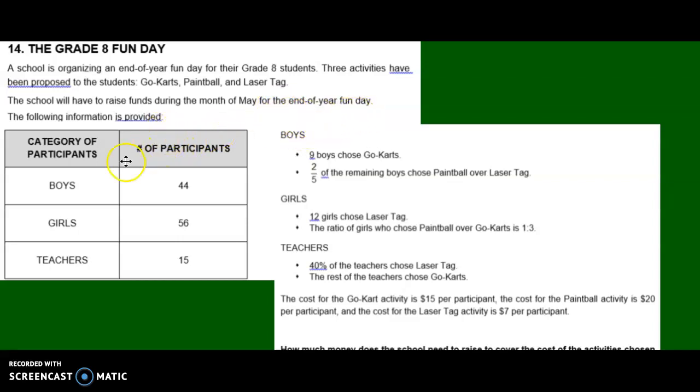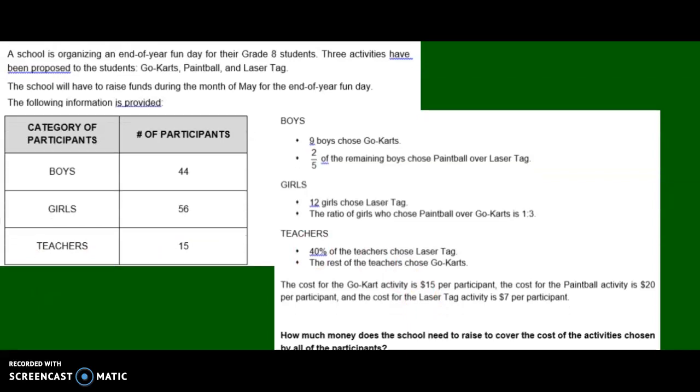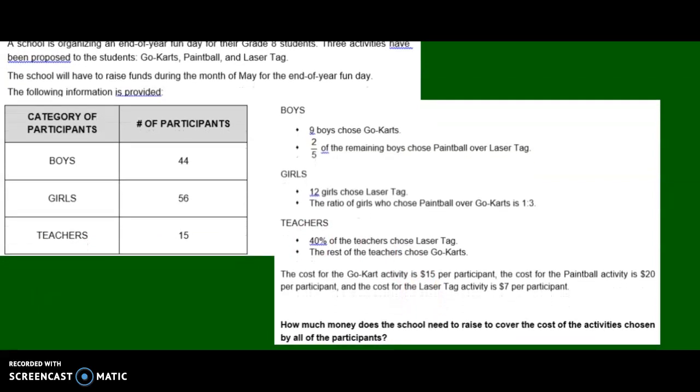The following information is provided. So you have boys, girls, and the teachers, and how many there are of each. Then it gives you a bunch of information here about the boys, how many boys are doing this and that, how many girls are doing the 3 events, how many teachers are doing the 3 events. So we figure out how many there are doing each event, and then the price, right? The price for each event, and then how much money does the school need to raise.